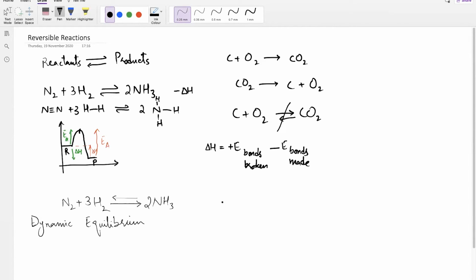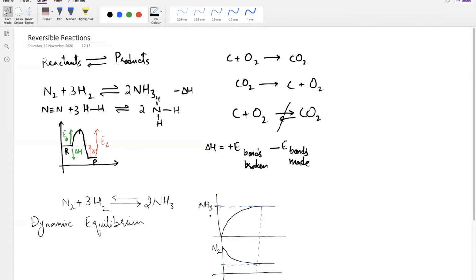For example, if this forward reaction produced this much ammonia, and the backward reaction reduced nitrogen by this much, then the point when equilibrium has been reached is basically this one, where both the graphs are flat. And this does not mean that the reaction is not happening.